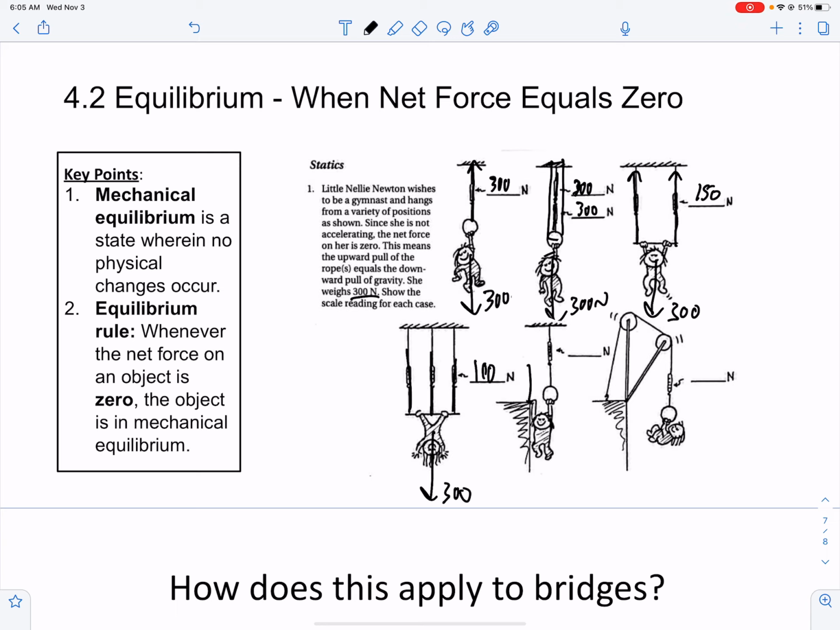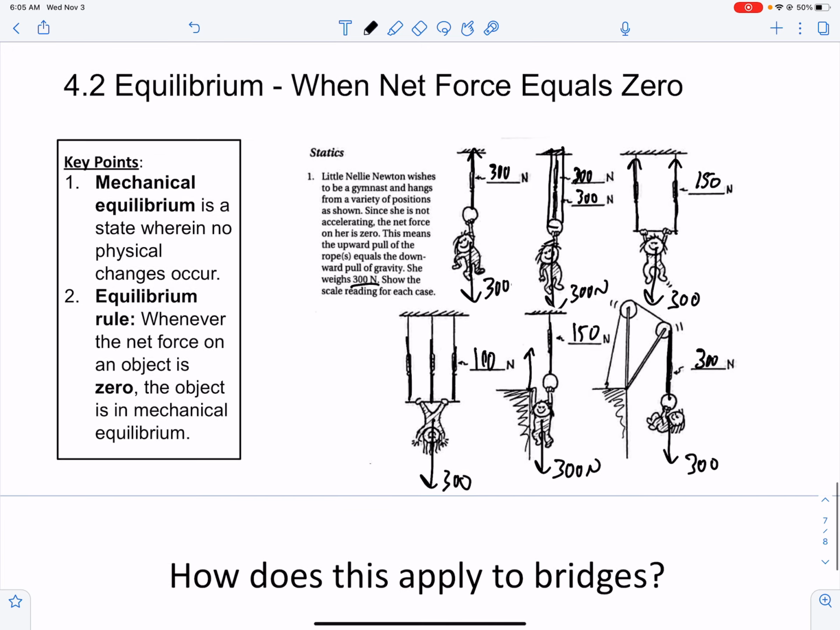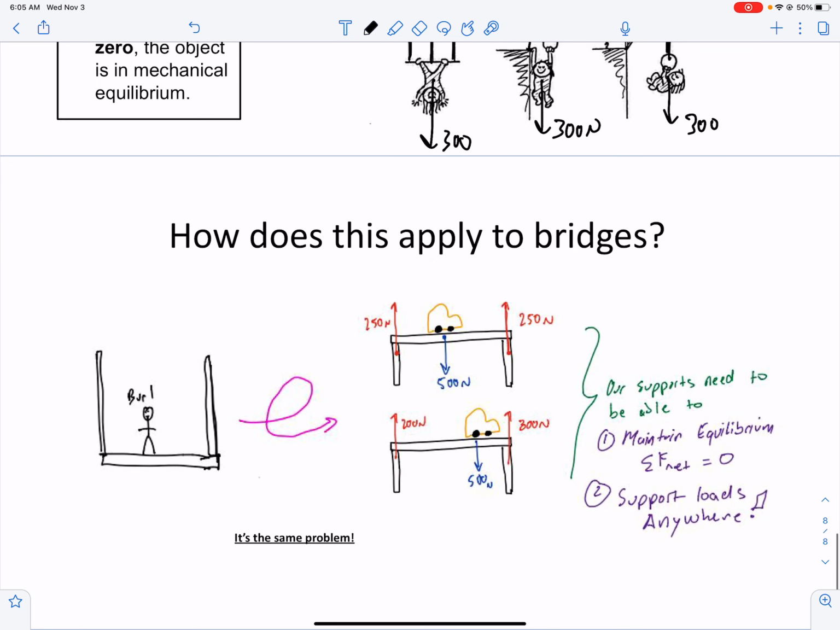Here we have the ground pushing her up. We have the force of gravity. Then we have tension, 300 newtons downwards. These 2 are both supporting her, so 150 newtons each. Here we have some complicated looking structure, but at the end of the day, it's only one rope holding her. So that must be 300 newtons to make sure the sum of the forces adds up to 0.